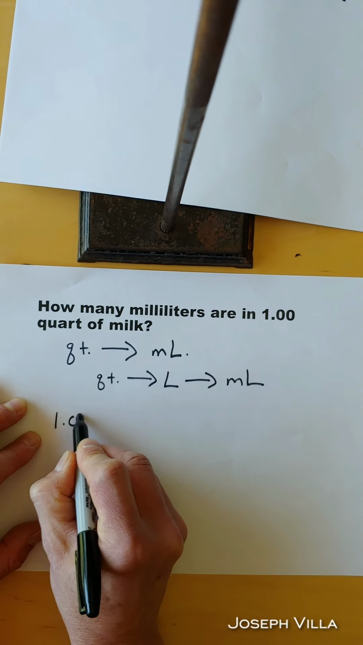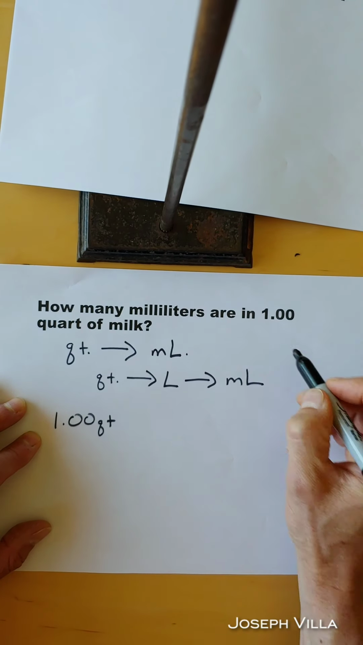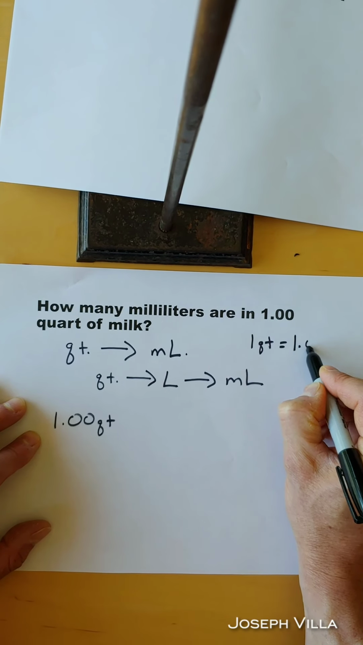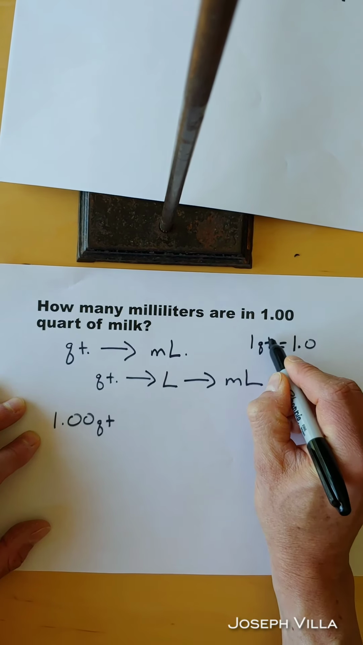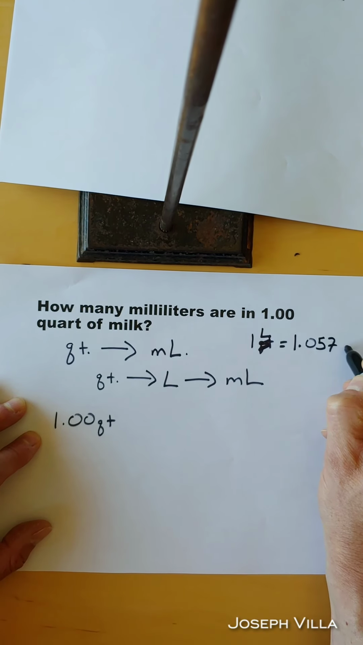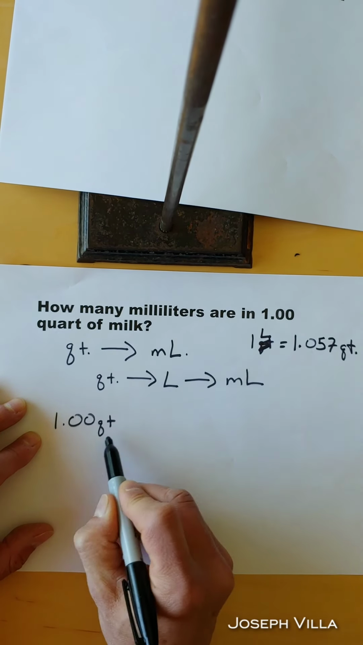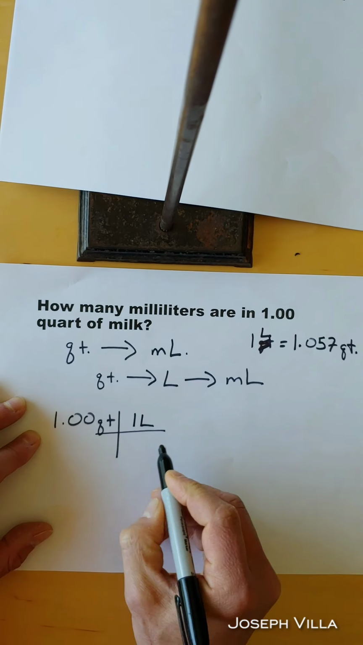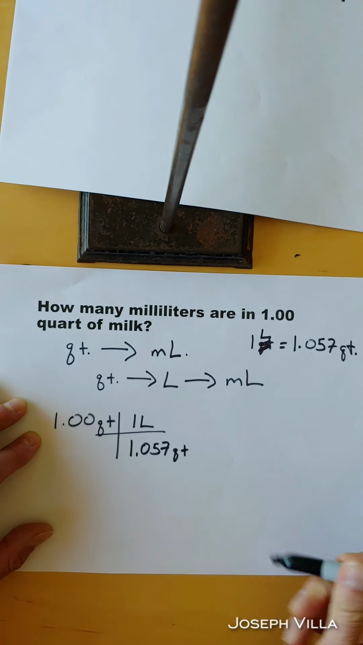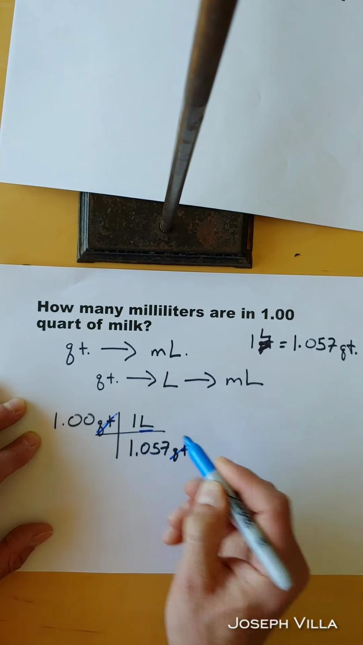So if I start with 1 quart of milk, my conversion says that 1 liter equals 1.057 quarts. Again, I want the units that I want to go on top. So 1 liter is equal to 1.057 quarts. My units of quarts cancel, and now I'm in units of liters.